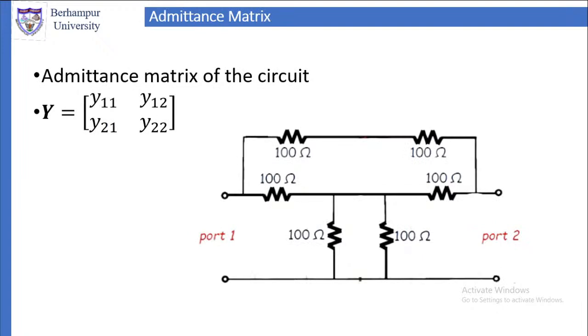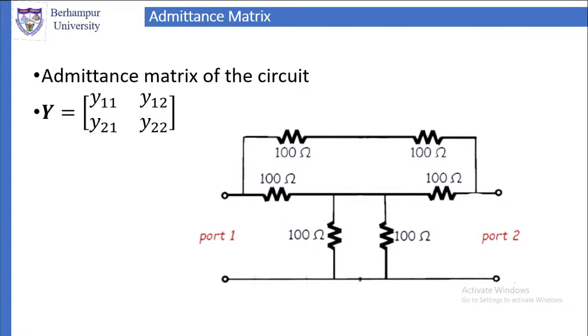Now let us say that we want to find out the admittance matrix of this circuit. It is a two-port network. Since it is a two-port network, its admittance matrix will be Y, which has Y11, Y12, Y21, Y22. These are the elements of the admittance matrix. Y11, Y12 are the elements in the first row. Y21, Y22 are the elements in the second row. Our job is to find out what Y11, Y12, Y21, and Y22 are.